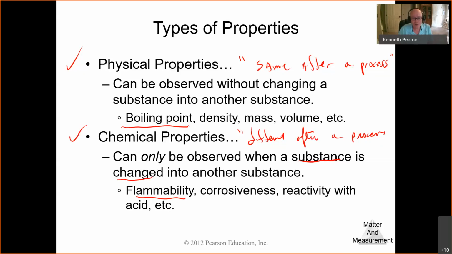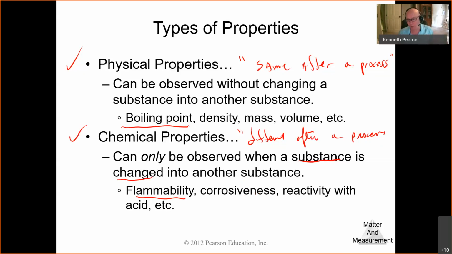Okay, but after you've checked the flammability, is it the same thing? No, it's burned. It's different. Corrosiveness means whether it'll pit metal, and once it's pitted the metal, it's not the same thing anymore. Okay, so the substance has changed into another substance, but really, when you look at it, is it the same or different after this property?